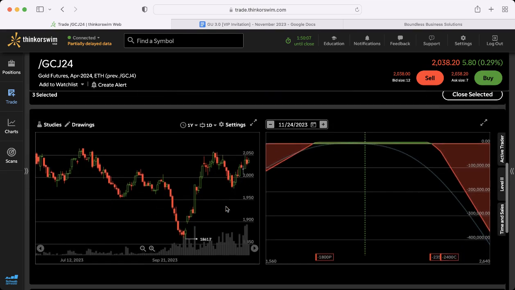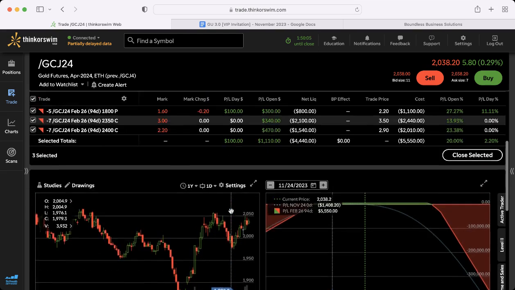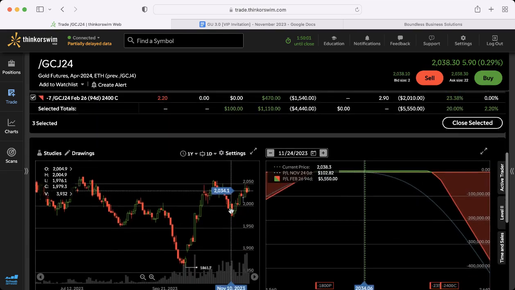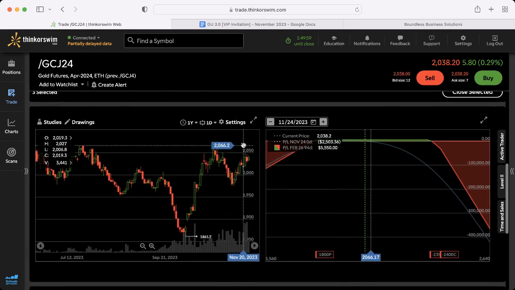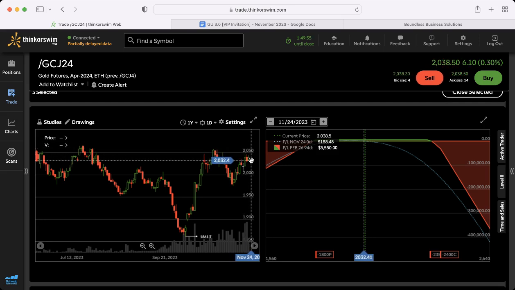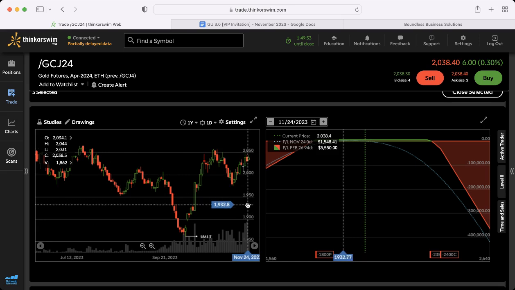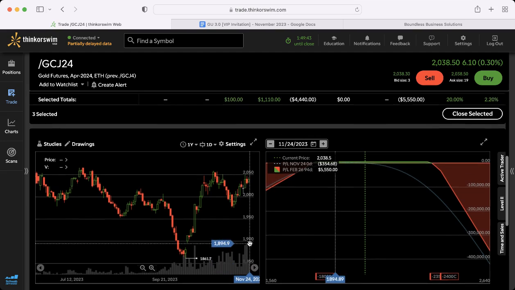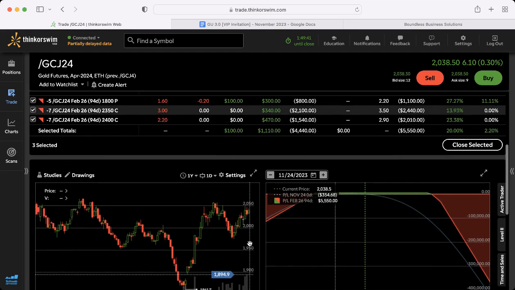Now, look down here at the chart again. Again, my options, I got 1,800 and 2350 and 2,400. So 1,800 put. There's 1870, 60, 50, 40, 30, 20, and off the chart. So we're still off the chart on my put.